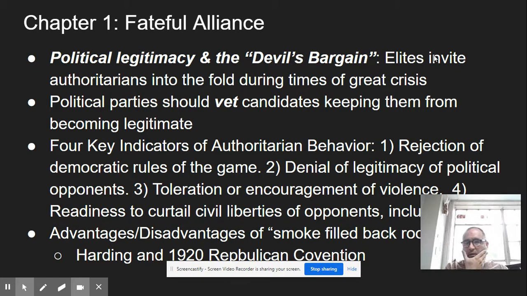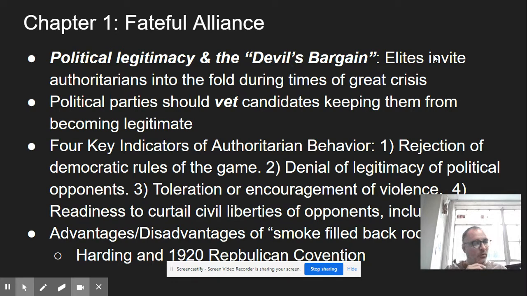Three, they're going to encourage or tolerate violence, depending on which side it is. If it's violence committed by people who support them, they tolerate it. If it's violence that they can use to encourage more sympathetic support for themselves, they will continue to encourage that violence. So there's the third one. And the fourth one is very self-explanatory.